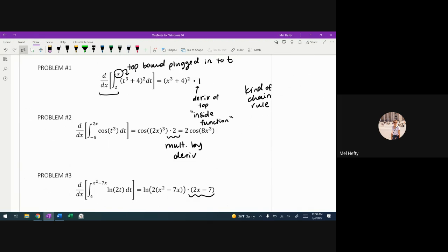Anything else we notice that maybe doesn't affect the problem at all? Yeah, does anyone notice anything happening with the bottom bound? Are they all something similar? All right, they're all bottom bounds, all numbers. If they were a variable, it would be different. We won't really encounter that. That'd be more of a BC style problem. I can touch on how you would deal with it, but we won't see anything like that.